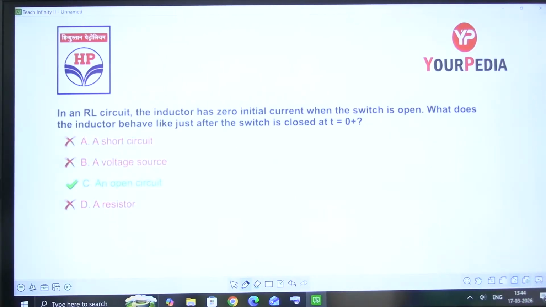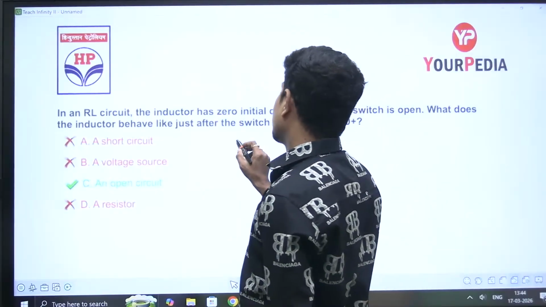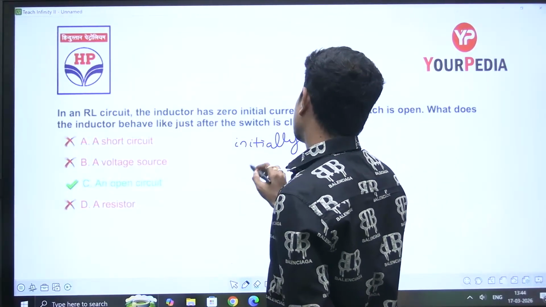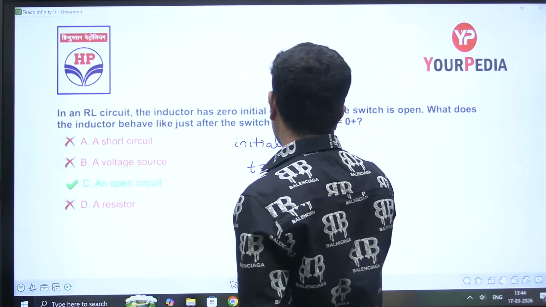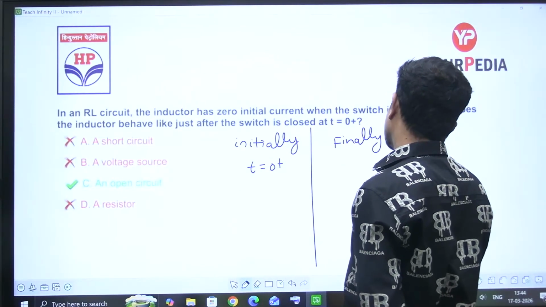Next. In an RL circuit, the inductor has zero initial current. When the switch is open, what does the inductor behave like just after the switch is closed? See, 4 statements I'm giving. See, initially means t is equal to 0 plus. Finally means t is equal to infinity.